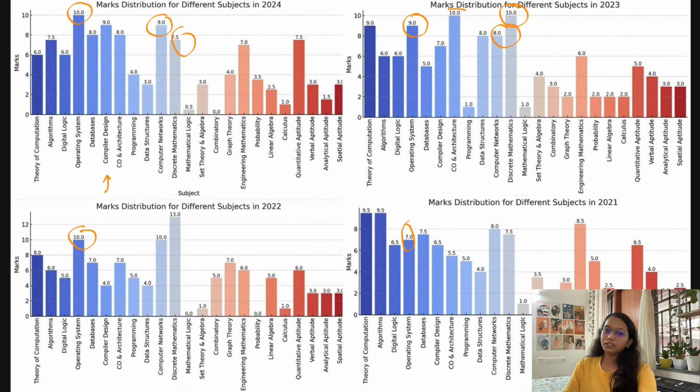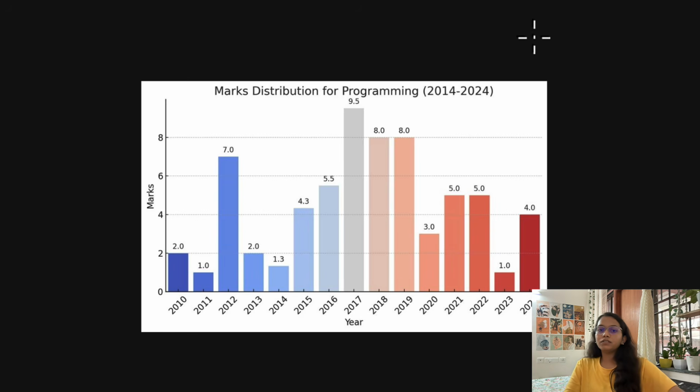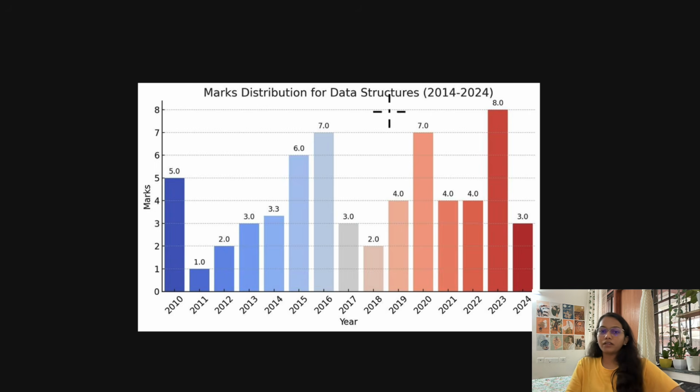I will tell you about the easy and important topics from each subject and also let you know about the weightage. So first let's see programming and data structures. This is the marks distribution for programming. This is only for C programming and not for data structures, which I have in the next slide. So this is the marks distribution for data structures, from 2010 to 2024.